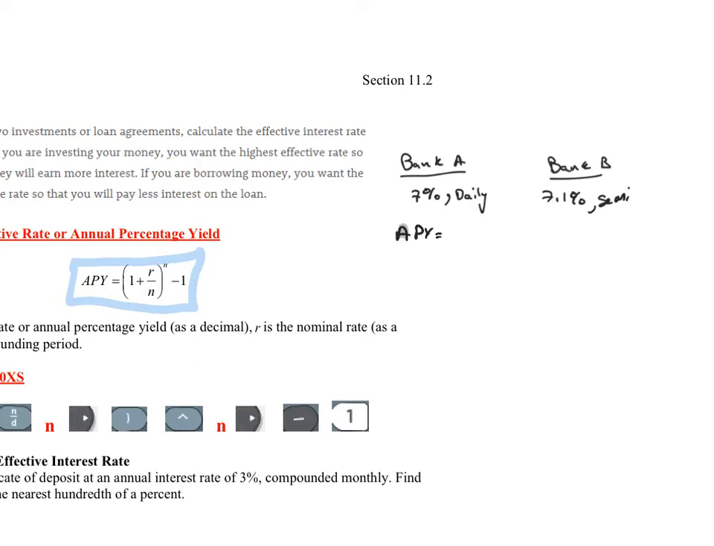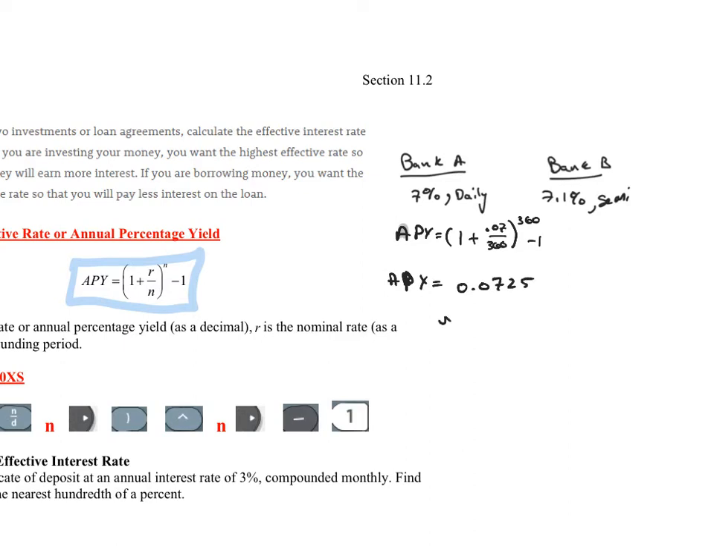The annual percentage yield is given by 1 plus r over n, so this would be 1 plus r, which would be 0.07, divided by n, which would be 360 using Banker's rule, to the n, which is 360, minus 1. Let's go ahead and try that now. My annual percentage yield would be, plug that into your calculator and see what you get. I do want you to be careful and realize that that minus 1 is not in the exponent, that you do need to hit the right arrow on your calculator to get out of the exponent to do the minus 1.